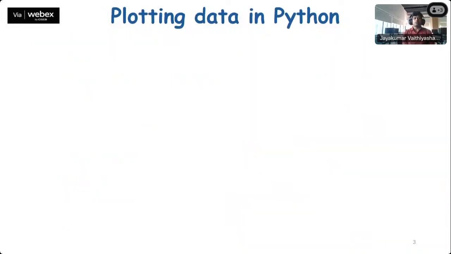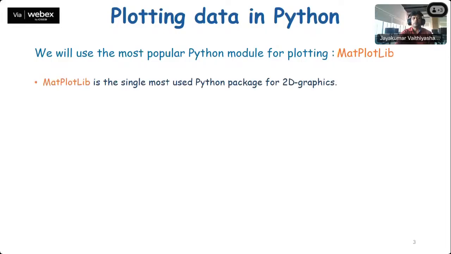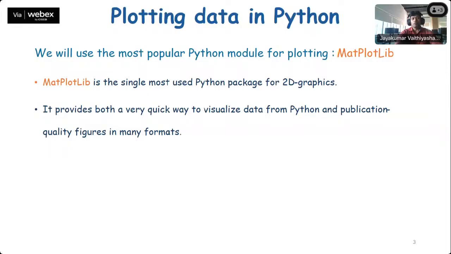So in this series, we're going to see how to plot data in Python. Fine. We'll use the most popular Python module for plotting, matplotlib. It is a library, and we're going to use this library to plot our scientific data. Matplotlib is the single most used Python package for 2D graphics, and you can also use it for 3D graphics. It provides both a very quick way to visualize data from Python and publication quality figures in many formats.